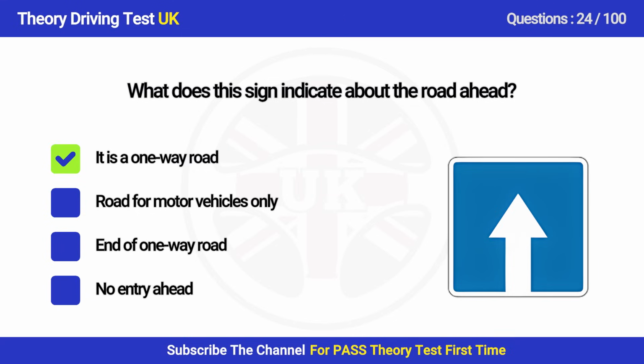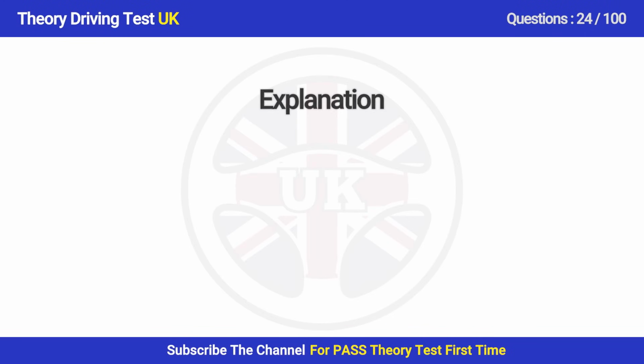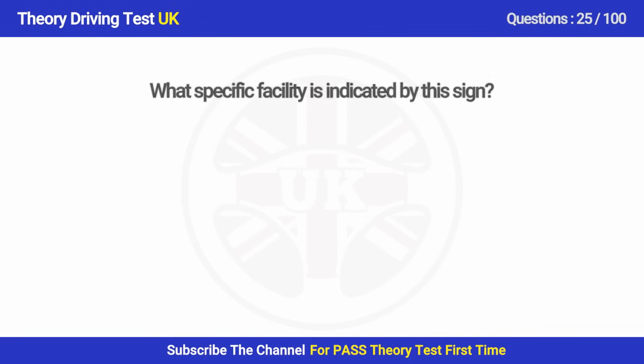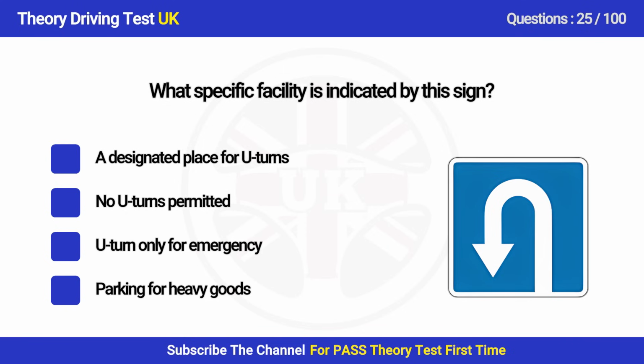Answer is A. It is a one-way road. This sign indicates that the road ahead is a one-way street. All traffic moves in the same direction. Drivers must not drive against the flow of traffic and should be aware of pedestrians and cyclists who may not expect vehicles.